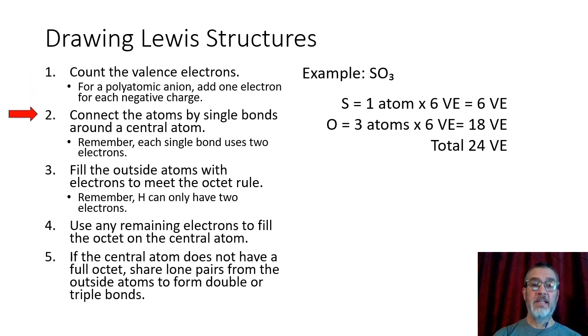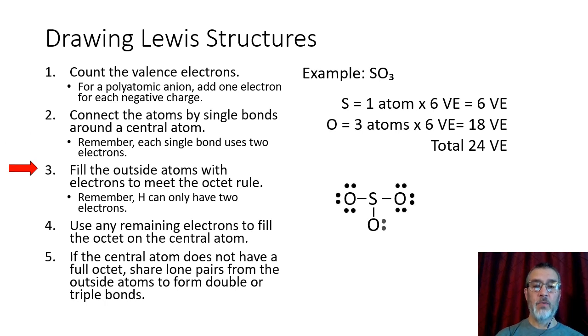So now I'm going to connect atoms by single bonds around a central atom. I'm going to start with the sulfur in the middle and put 3 oxygens around it connected with single bonds. That's already using 2, 4, 6 of the electrons out of the total of 24. That gives me 18 additional electrons to place in pairs around the outside atoms to make octets. So that's 2, 4, 6, 8, 10, 12, 14, 16, 18. Now I've used all 24 electrons.